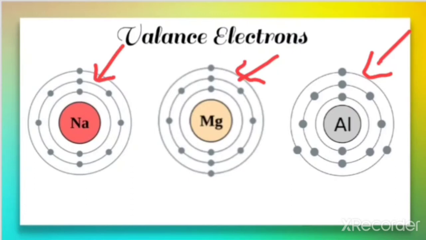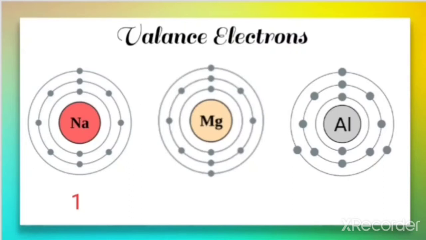Now when you count the number of electrons in these, it is found that in the case of sodium, there is only a single electron in the outermost shell. Therefore, its valence electron is equal to 1. In magnesium, 2 electrons are there in the outermost shell. Therefore, its valence electron is equal to 2. So what about aluminium? Count it. In aluminium, there are 3 electrons in the outermost shell. Therefore, its valence electron is equal to 3.